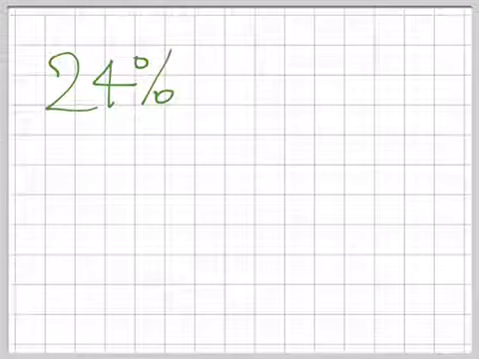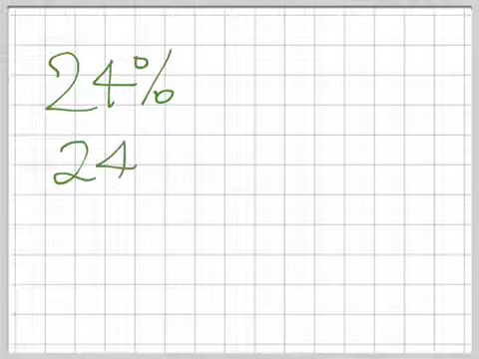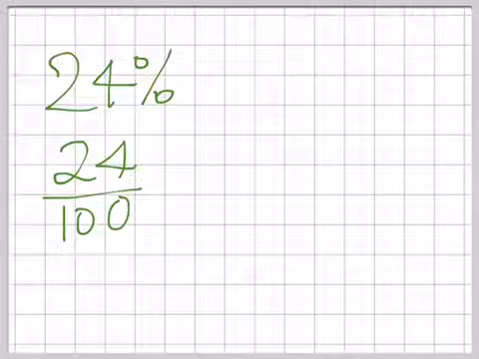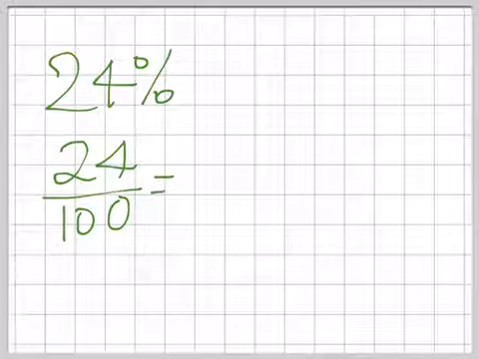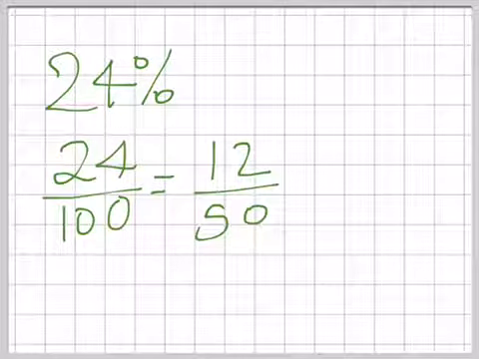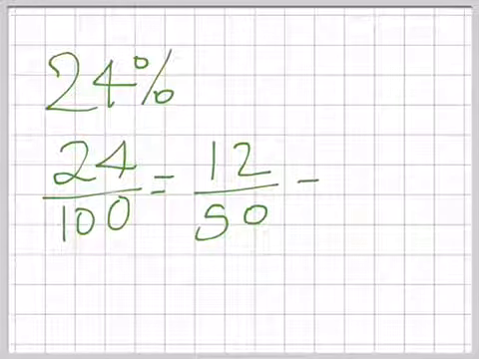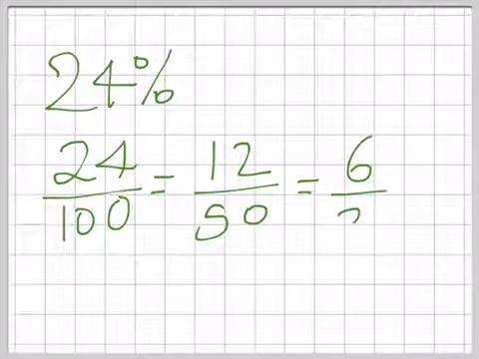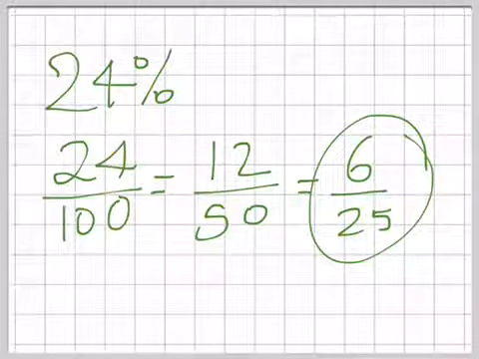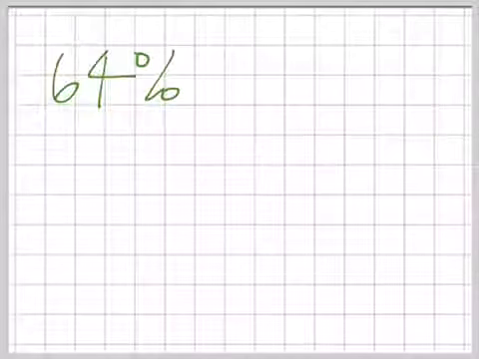If we have 24%, take our percentage, put it over 100 and then see if we can simplify. Now both of these are in the 2 times table, so I can divide by 2 to give me 12 over 50. Remember, whatever you do to the bottom, you also do to the top. And then I can divide by 2 again to give me 6/25, and that will be the simplest form of fraction that is equivalent to 24%.